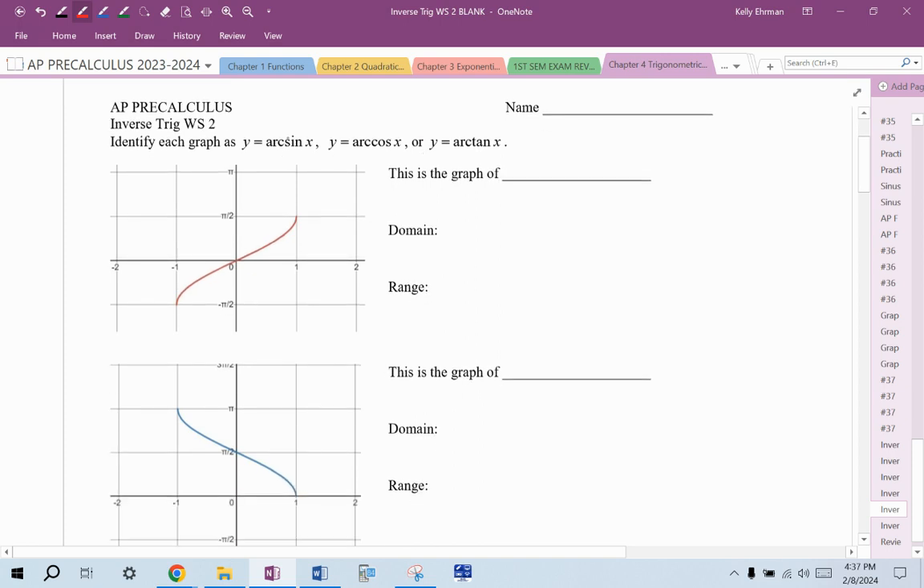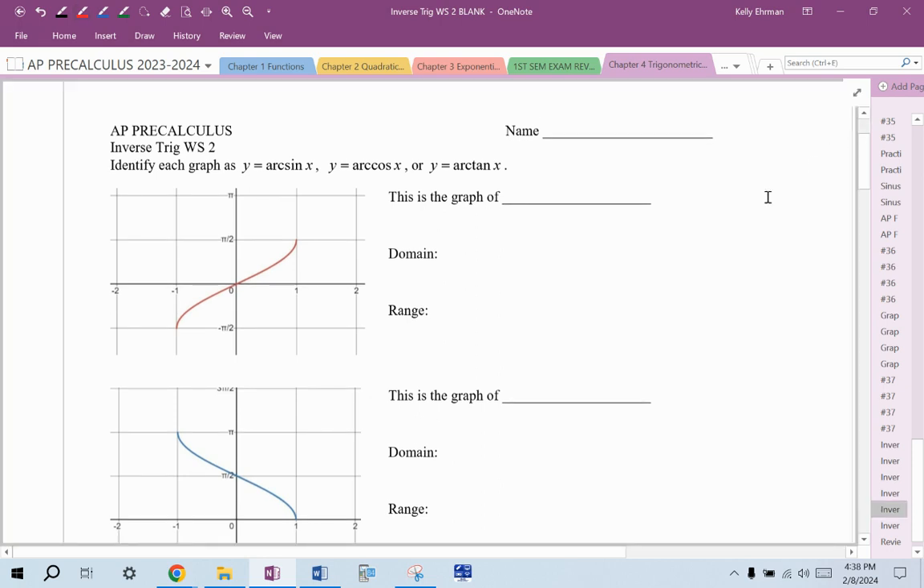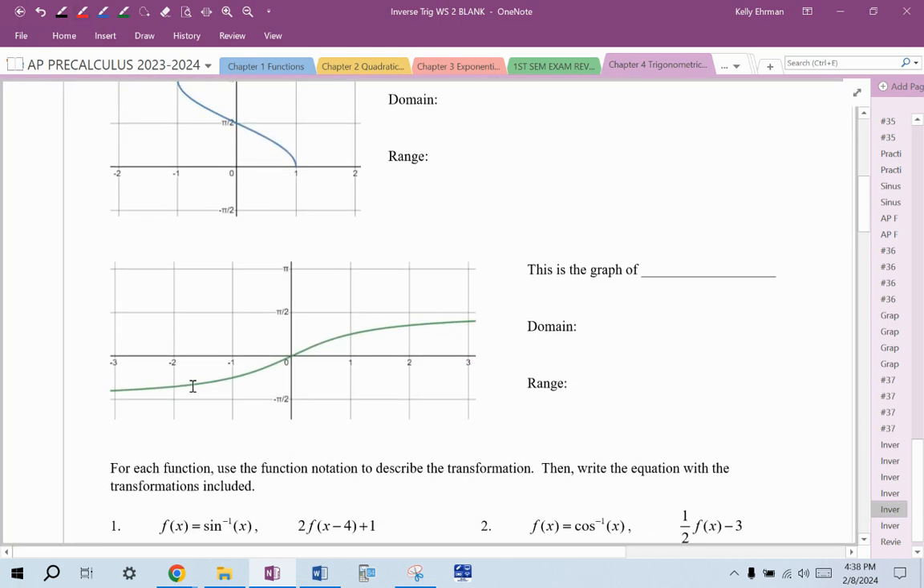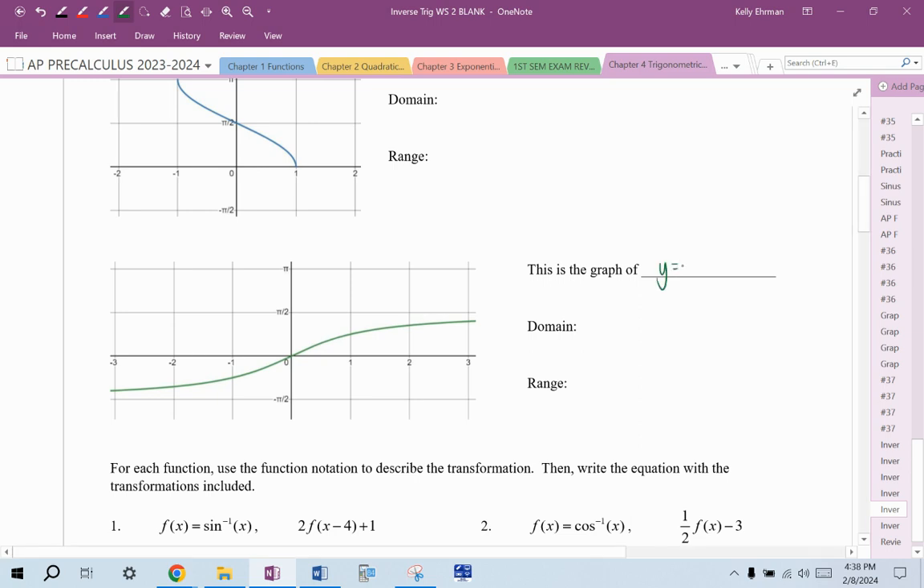I would like you to know out of these three parent functions, which one is arcsine, which one's arccosine, and which one's arctangent. And the easiest way to figure this out, I think, well, first of all, arctangent is the only one that looks pretty different. It goes on forever in both directions. So this is definitely the graph of arctangent. Arctangent can either be written this way or inverse tangent x. It doesn't matter.